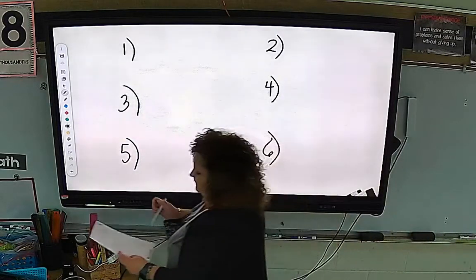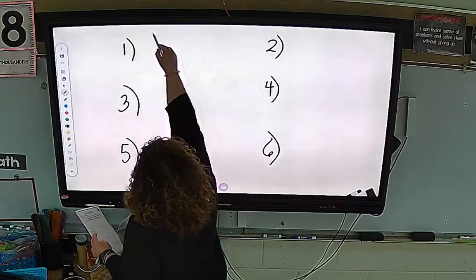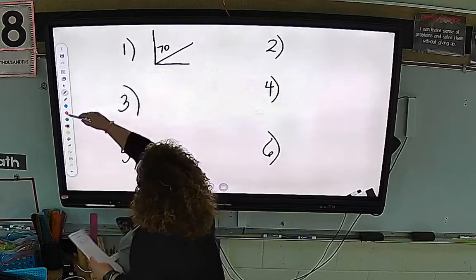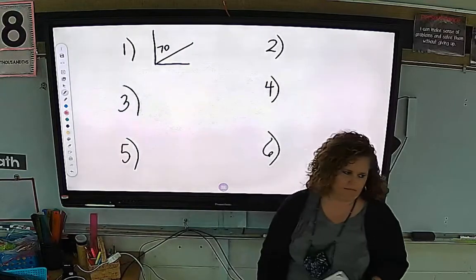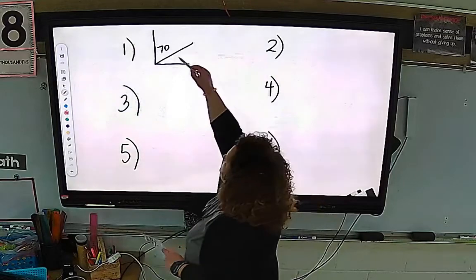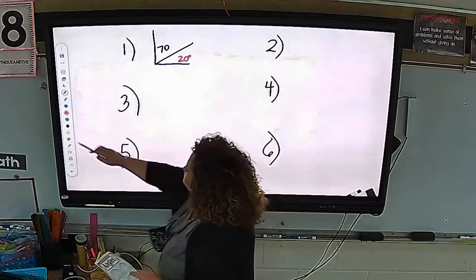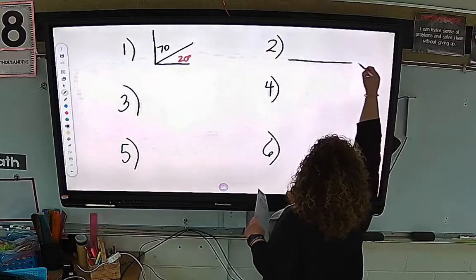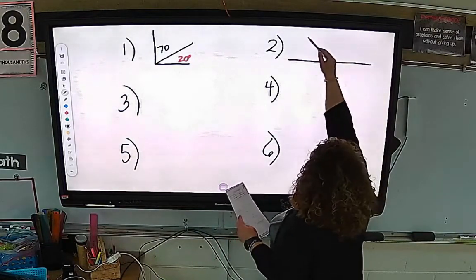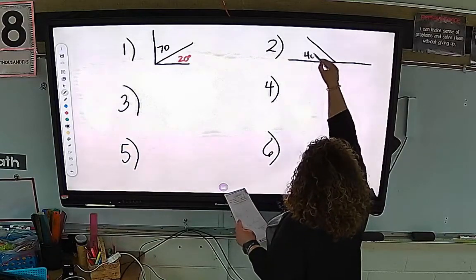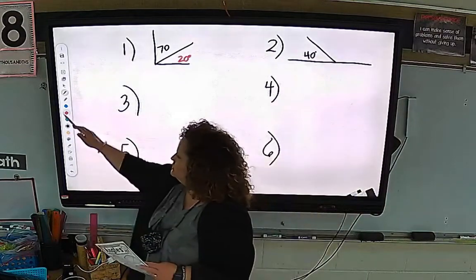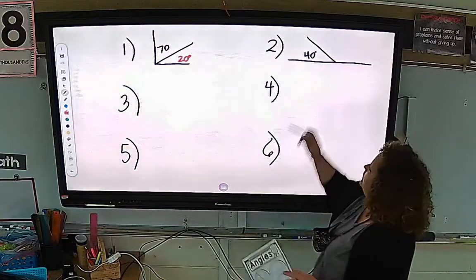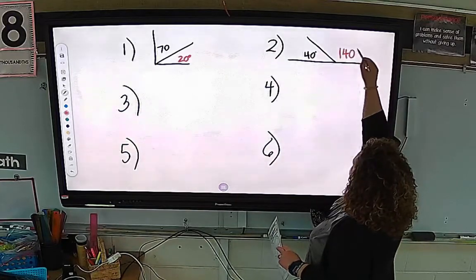But if this is your 90-degree angle and this is 70, what's the missing angle going to be? Ishmael? 20 degrees. Okay. All right, in the second one, we had a straight line. So how much is that worth? 180, and they gave us 40 degrees. So if we take 40 away from 180, what do we get? 140.